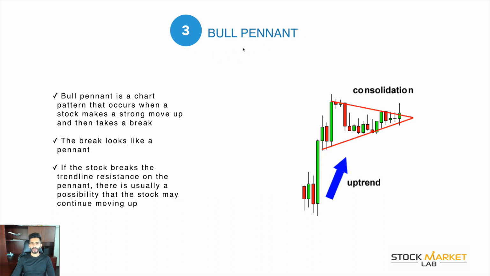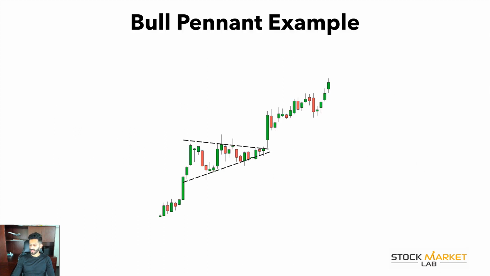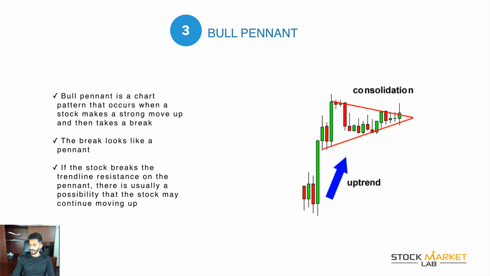Next, we have a bull pennant. A bull pennant is a chart pattern that happens when a stock makes a strong move up and then takes a break. So you can see right here, the stock makes a very strong move up, right? As it makes a strong move up, it takes a break. Very similar to the flag pattern. The break looks like a pennant, right? So this break looks like a pennant formation.